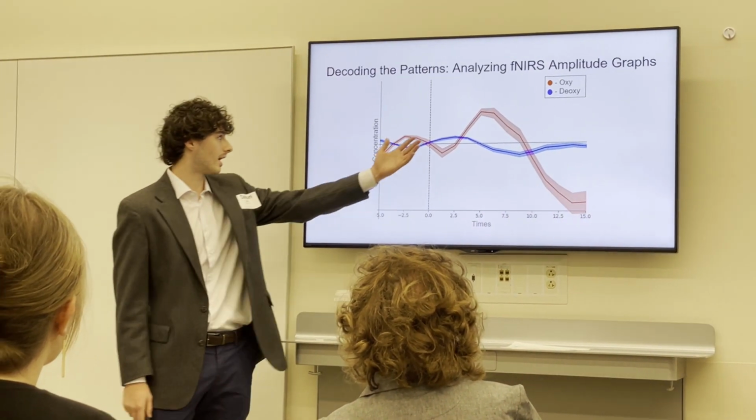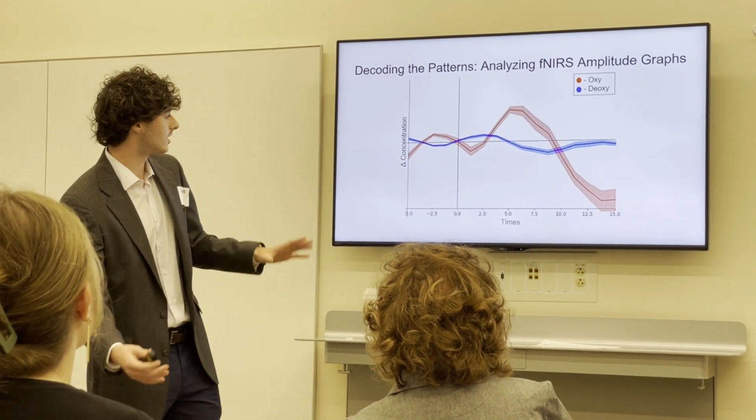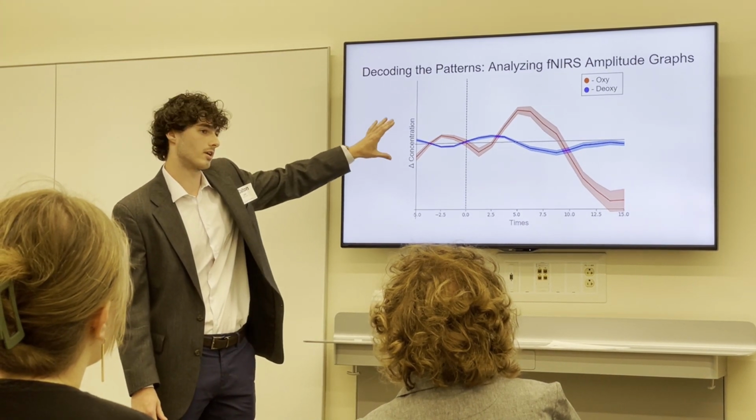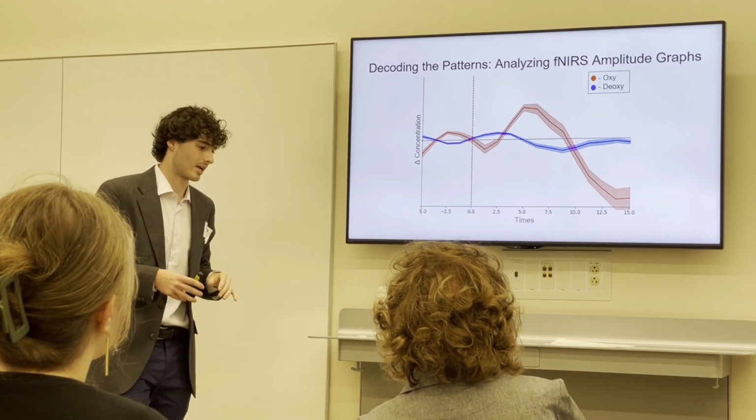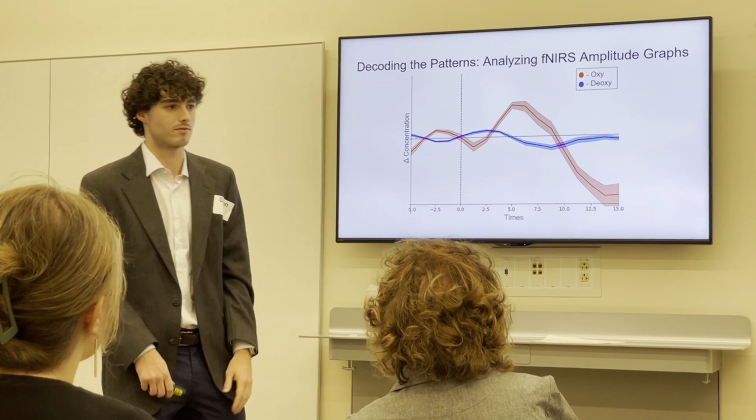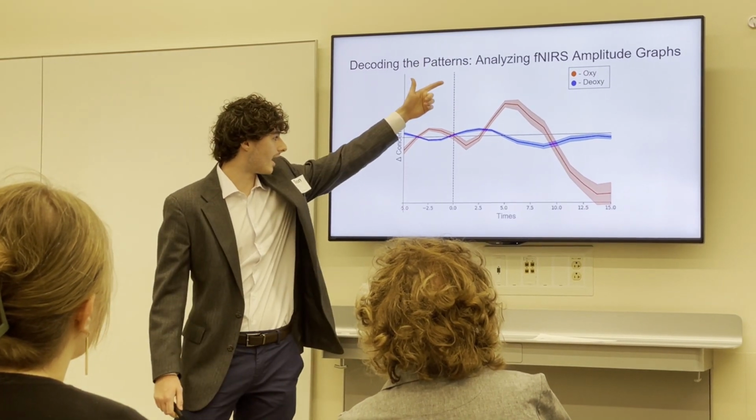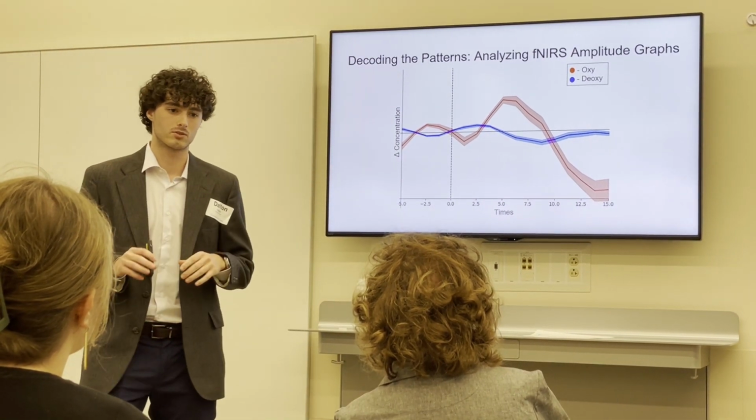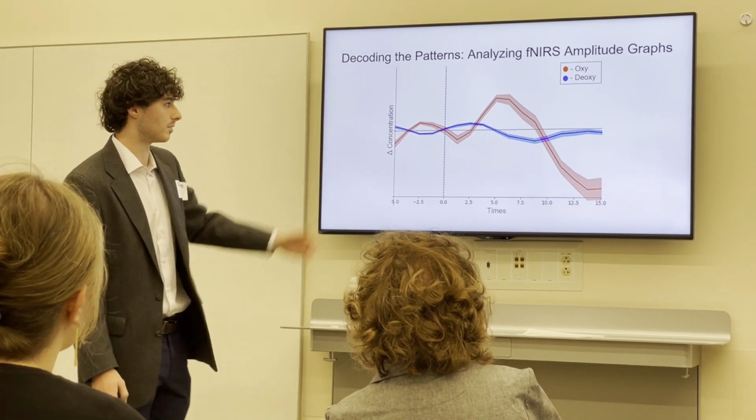So this is a typical fNIRS amplitude graph that you would see in a lab. Some key things to note: your y-axis is going to be your change in concentration. The concentration levels that we're dealing with are on the micromolar scale, so a millionth of a mole, if you are familiar with chemistry. This dashed vertical line at time 0 represents the onset of the stimulus, which is when whatever stimulus we want to test is applied.